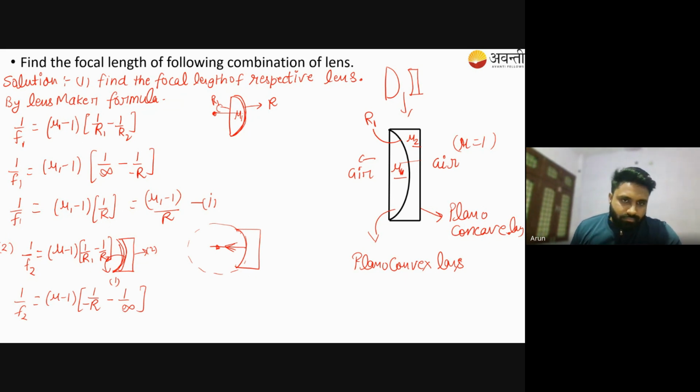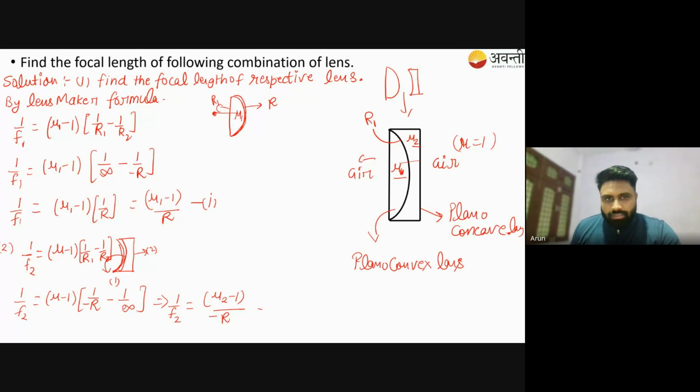So what is the value of 1 upon f2 we have? Yeah, so 1 upon f2 we have mu2 minus 1 divided by minus r. So this is equation number 2.